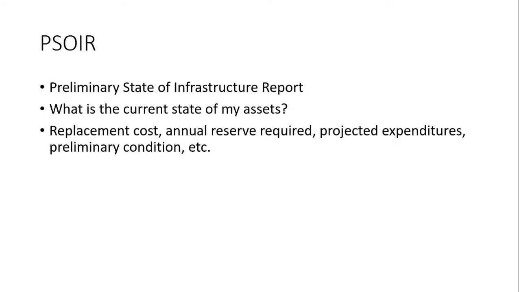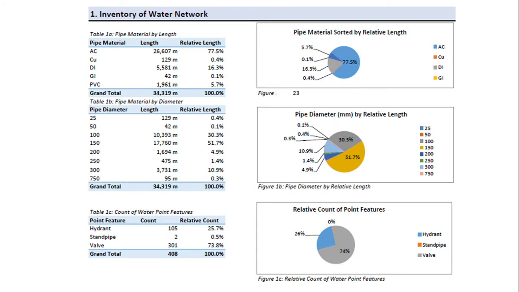There are two kinds of reports that the AIM-Sawyer produces. First off, a preliminary state of infrastructure report. This answers the question, what's the current state of my assets, through looking at replacement cost, annual reserve required, projected expenditures, preliminary condition, etc. Just to give you an idea of some of the graphs that are available.